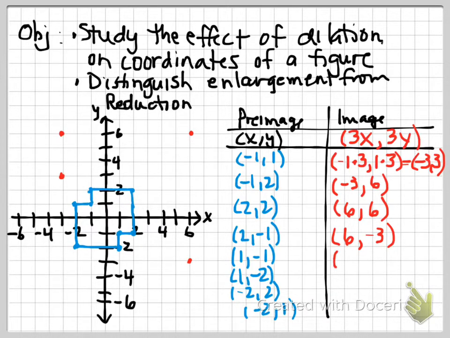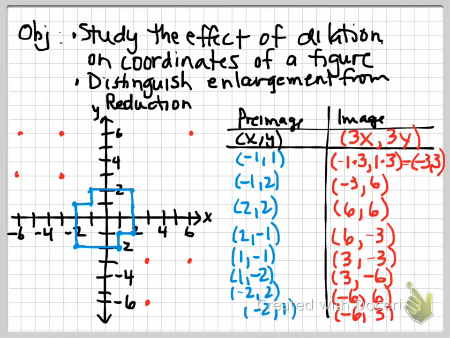So then we get 3 times 1 and 3 times negative 1, so we get 3, negative 3. We have 3 times 1 is 3, 3 times negative 2 is negative 6, so we have 3, negative 6. We have 3 times negative 2 is negative 6, 2 times 3 is 6, so we're at negative 6, positive 6. And then negative 2 times 3 is negative 6, 1 times 3 is 3, so then we go to negative 6, positive 3. And then we just connect up.